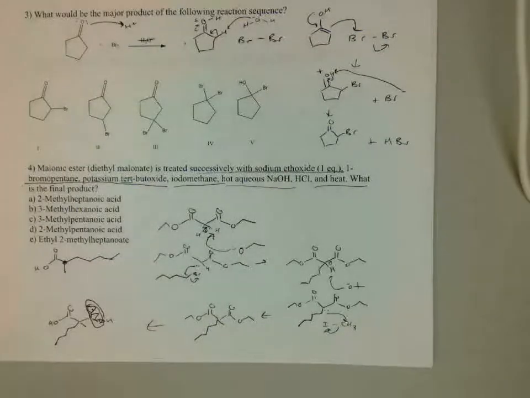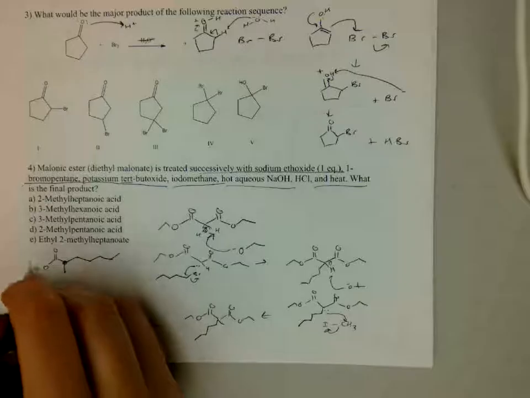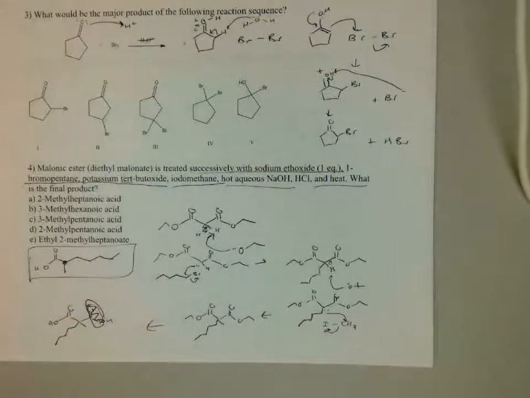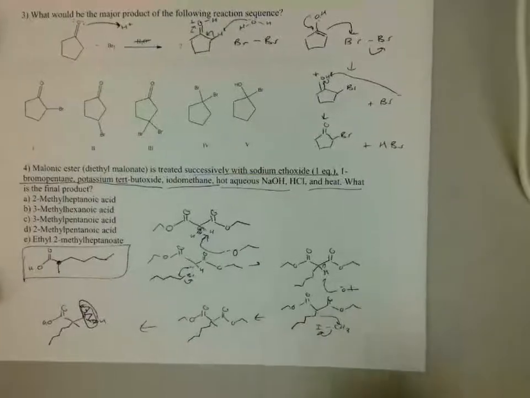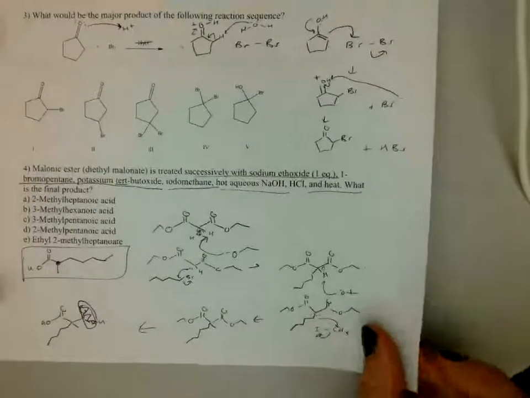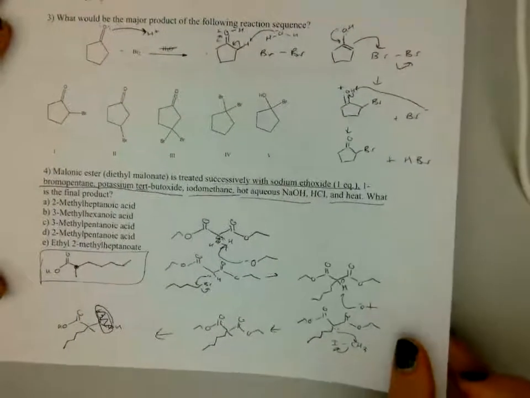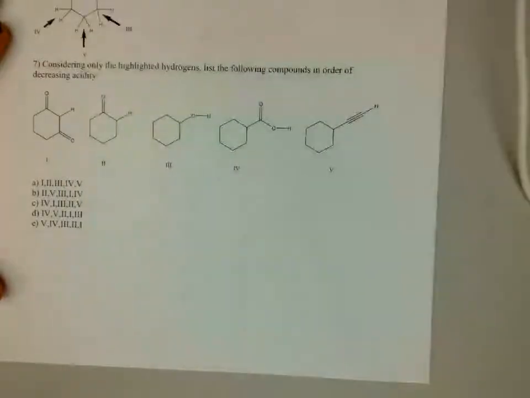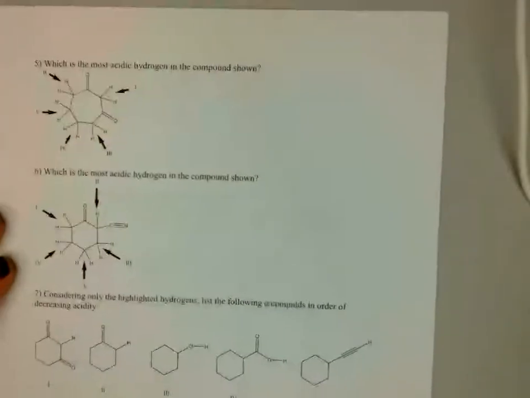So basically, you can, using this synthesis, get a carboxylic acid with any alkyl groups you want on it. So that's what makes it useful. So that's a malonic ester synthesis. You're going to see that a lot in this chapter. Like I think there are probably 3 or 4 of these at least at the end.